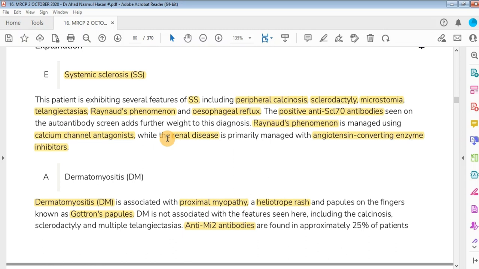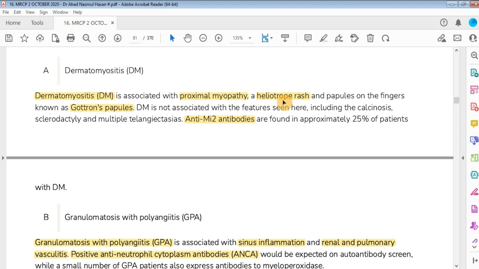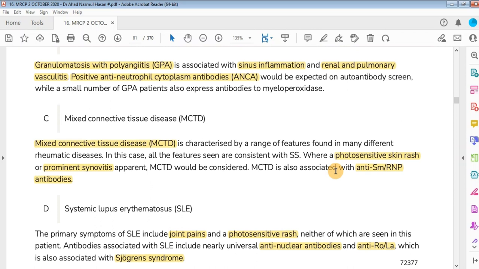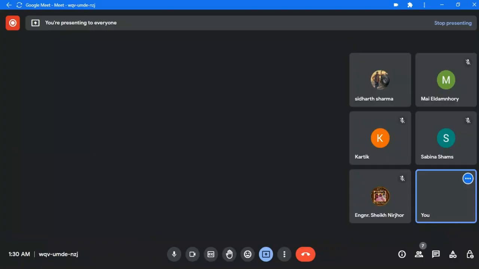Dermatomyositis will come with proximal myopathy, heliotrope rash, Gottron papule. And ANA is the most common antibody. Anti-Mi2 is the most specific. GPA will come with renopulmonary syndrome. MCTD will have anti-U1 RNP antibodies. And SLE will have anti-Ro or anti-La as well as ANA or anti-dsDNA or anti-Smith antibody.